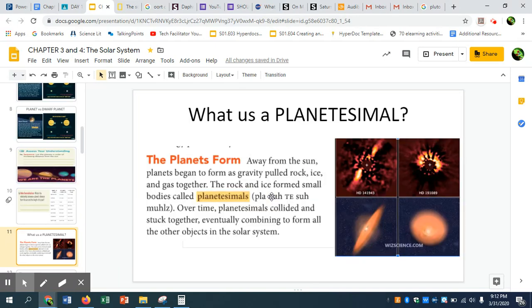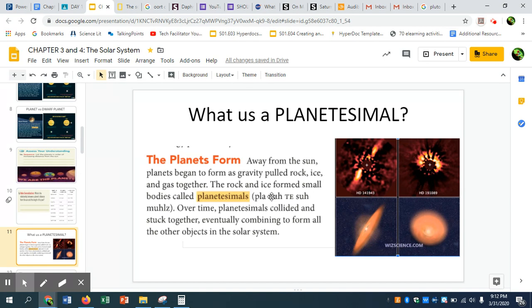Okay, let's talk about another vocab word. These are planetesimals. So when the solar system was forming, there was all kinds of debris floating around, and gravity pulled those denser materials, like I said before, into the center of the planets. That's why we have dense cores and then a thinner crust, a thinner outer surface.